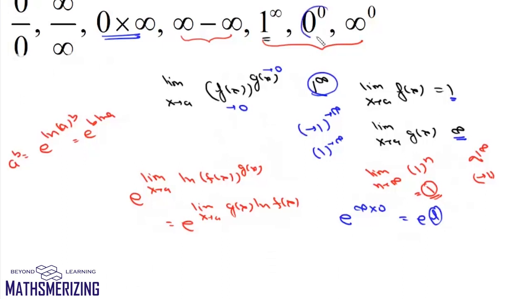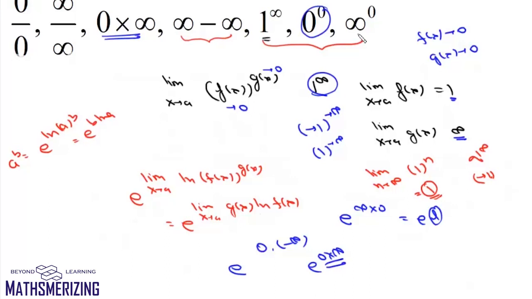Now for the 0 to the power 0 form, f(x) approaches 0 and g(x) approaches 0. Then in this case, it'll be e, and then g(x) approaches 0 is 0, and f(x) approaches 0 is ln 0, and ln 0 is minus infinite. So it'll be again e to the power 0 into infinite, which again is indeterminate form.